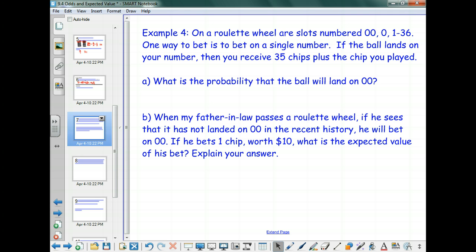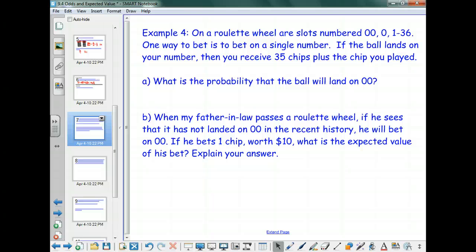Okay? On a roulette wheel, there are numbers 0, 00, and 1 through 36. So how many numbers are there on a roulette wheel? There's 38 different slots. So imagine a giant spinner split up into 38 slots. If you've never seen a roulette wheel, it looks just like a spinner, like Twister and stuff like that. And you just spin it with 38 little slots. Okay? All right. If a ball lands on your number, you receive 35 chips plus the chip you originally played.